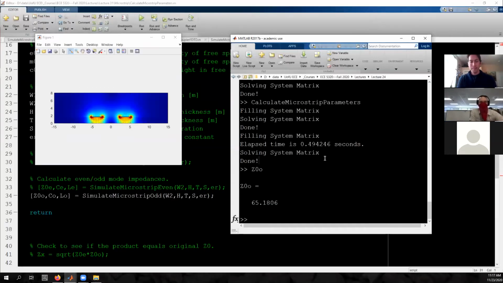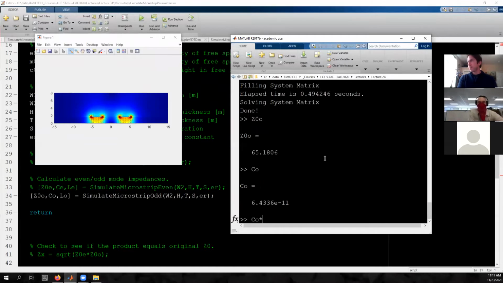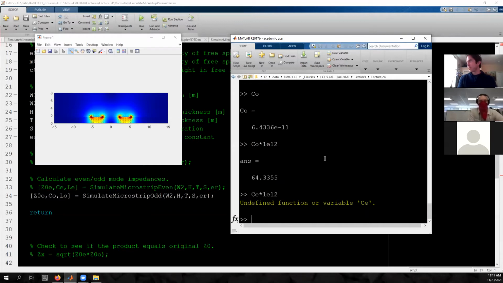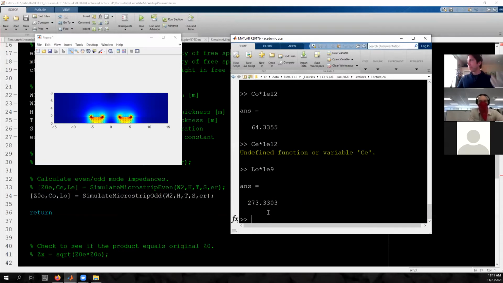So you can see my C odd, 1E12, is 64 picofarads, right? Whereas before it was, oh right, I didn't run the simulation yet. L odd, now times 1E9, is 273 nanohenry per meter.